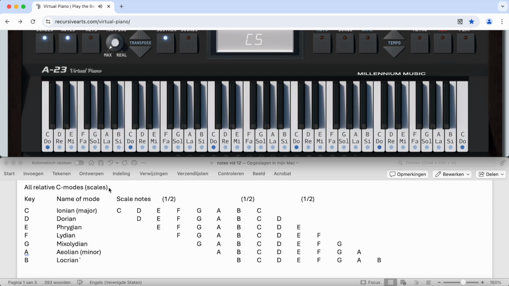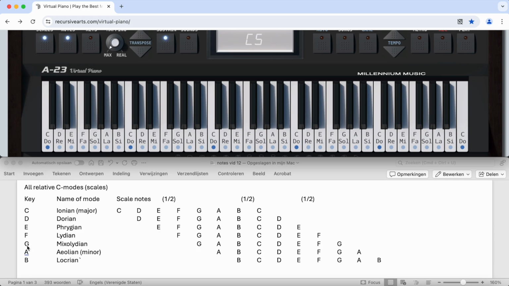So the major mode is a scale with a semitone between 3 and 4 and 7 and 8. There are other modes. Let's have a look. You have the Aeolian mode, which we know as the minor mode. So Aeolian is the Latin name and we call it minor. We know it as minor.